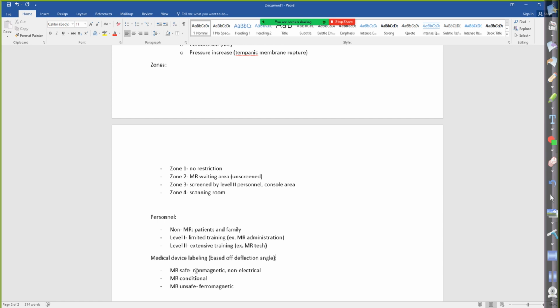So remember, safe angle is 0. Conditional, less than 45. Unsafe, 45 or higher. Because it's the device being attracted versus gravity pulling it down. That's what deflection angle means.